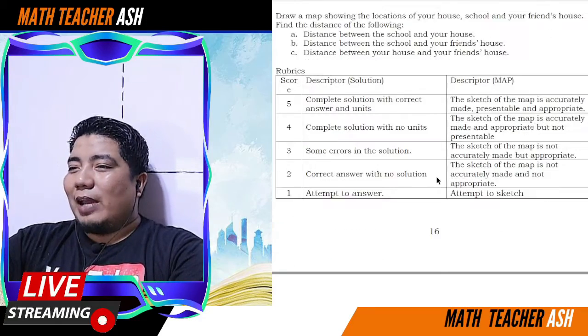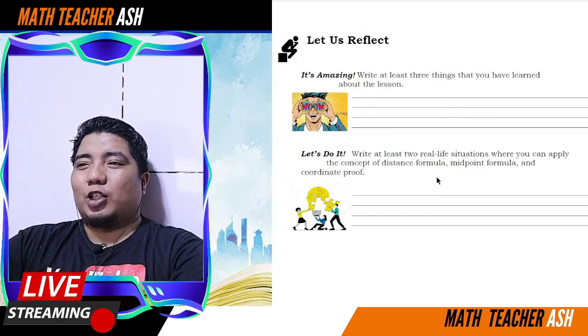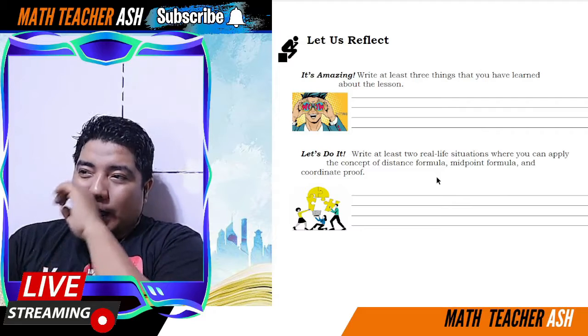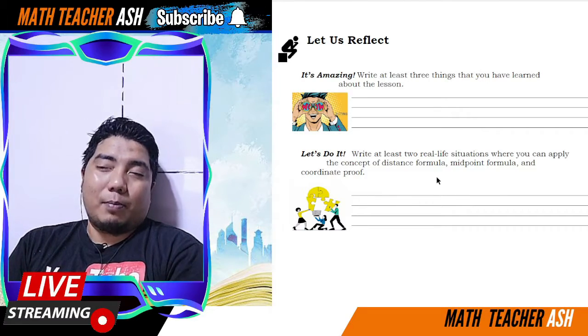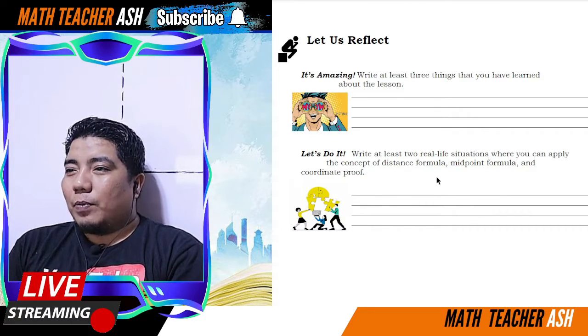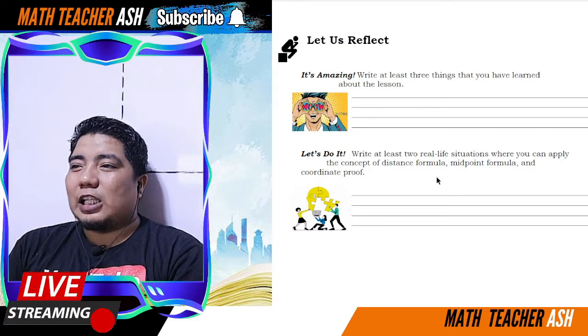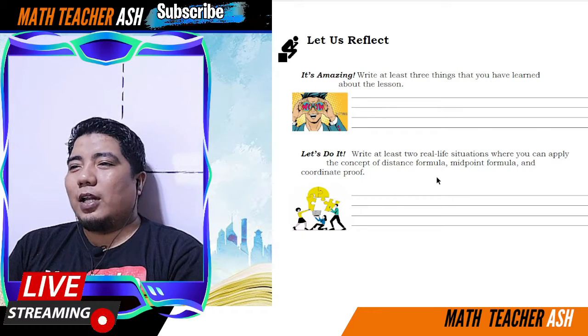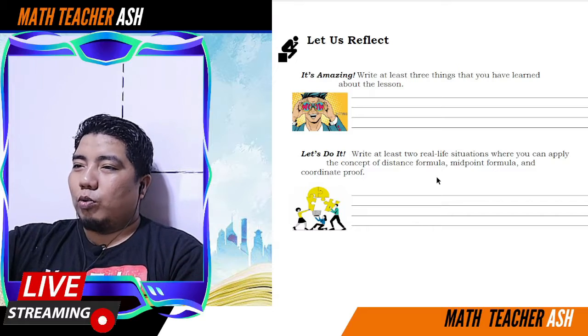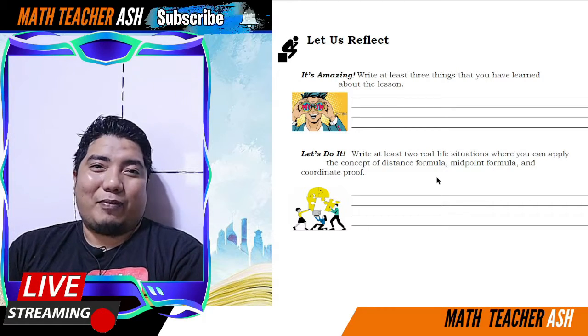Okay? And finally, you have the reflection. So in this reflection, you just write 3 things, what you have learned about the lesson, and how you can apply the distance formula, the midpoint formula, and the coordinate proof to the real life situation.